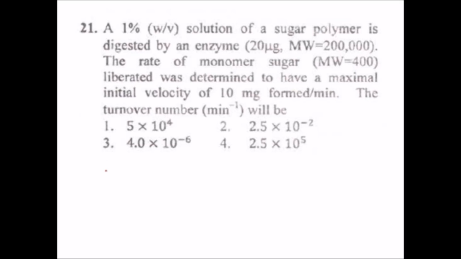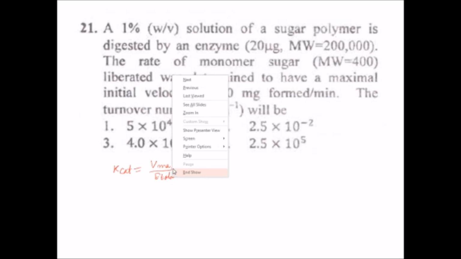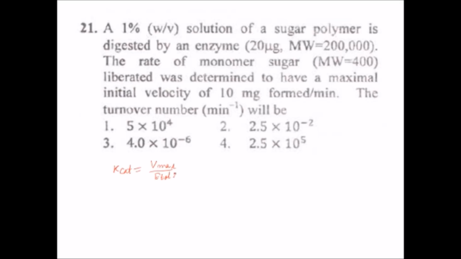So we know that the turnover number formula is Kcat, which is the turnover number, equals Vmax by E total. E total is the total number of enzyme. Here the total number of enzyme we will take in moles. As there are 20 microgram of enzymes having the molecular weight 200,000, then what will be the total number of enzyme? It will be 20 microgram divided by 200,000.